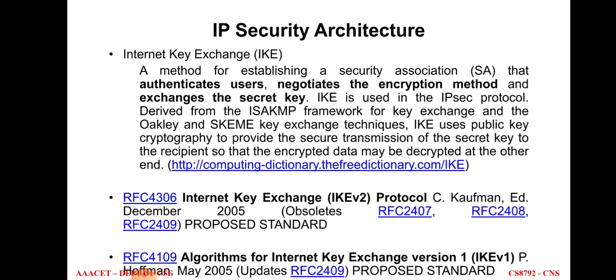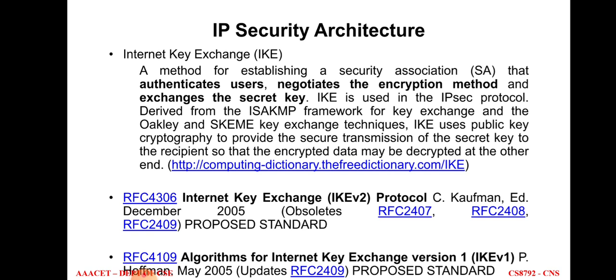The concept here is that the architecture uses Internet Key Exchange, that is IKE. It is a method used for establishing a security association, that is SA, which is used to authenticate each and every individual user, and enables the encryption method to provide security services and exchange the secret key between the users. IKE is used in the IP security protocol, and was derived from the ISAKMP framework. We will see later what that is for key exchange.